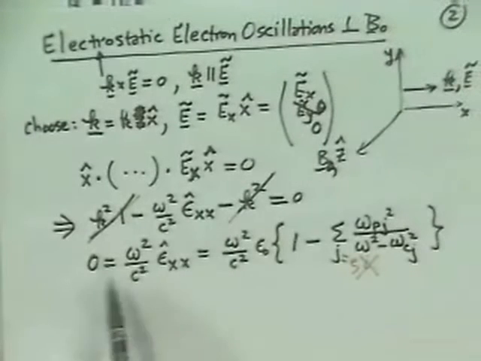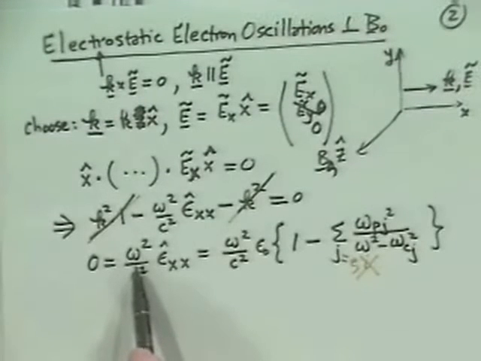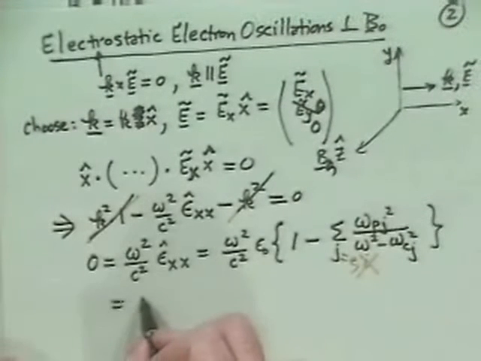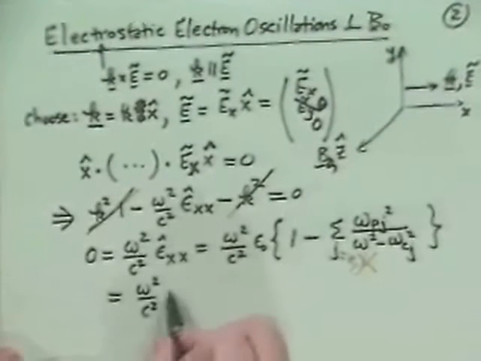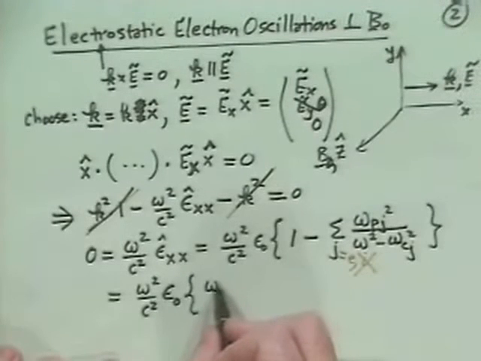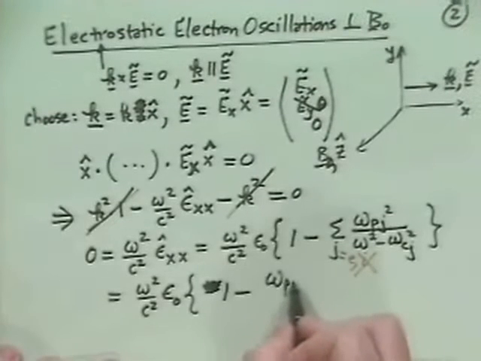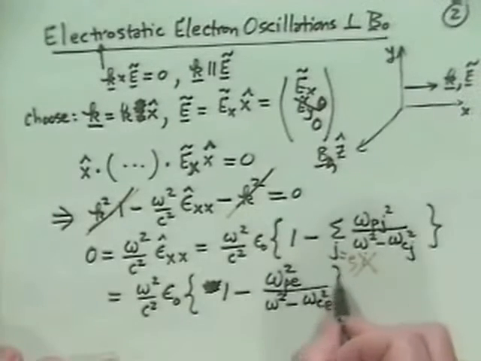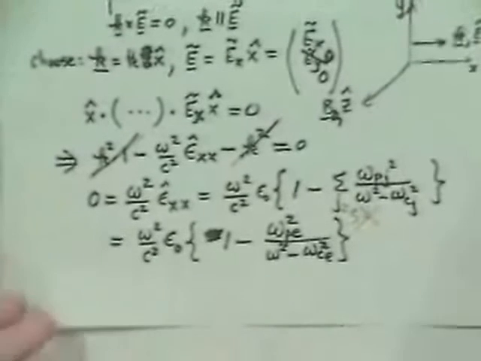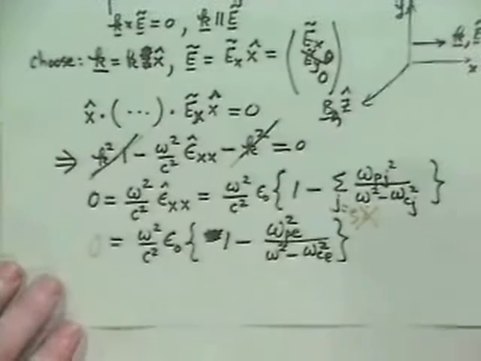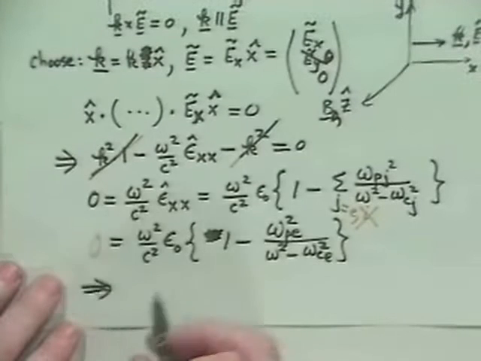Now, there's two solutions to this dispersion relation then. One is omega equals zero. That's the uninteresting one. The other one is where the thing in brackets goes to zero. And so writing that out, again, I guess I need to go one step further here. This is omega squared over c squared epsilon naught. And then this becomes omega squared, 1 minus omega p e squared over frequency squared minus electron cyclotron frequency squared. And if we set that equal to zero, as we want to here, okay, then you can just see that you get two sets of solutions.